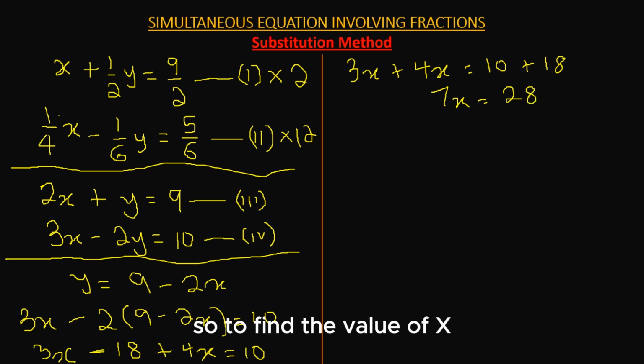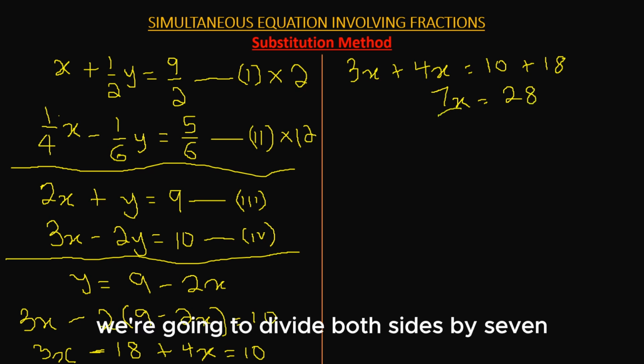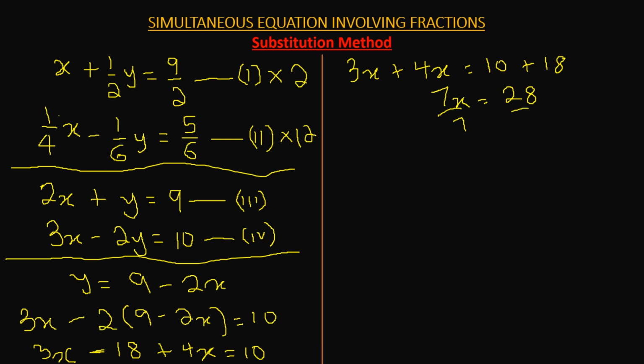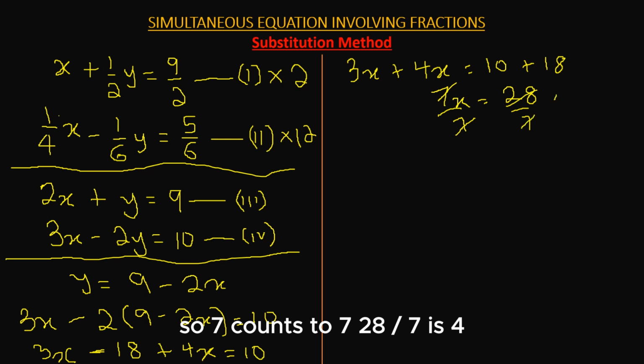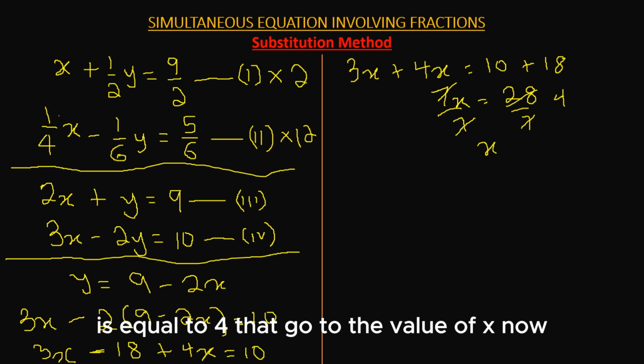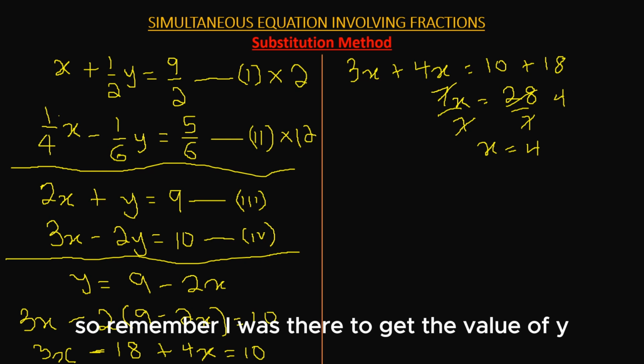To find the value of x, we're going to divide both sides by 7. So 7 cancels 7, and 28 divided by 7 is 4. That means our x is equal to 4. We have gotten the value of x now. So remember, we still have to get the value of y.